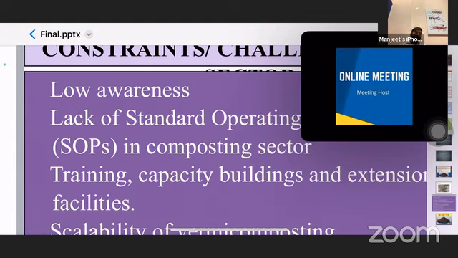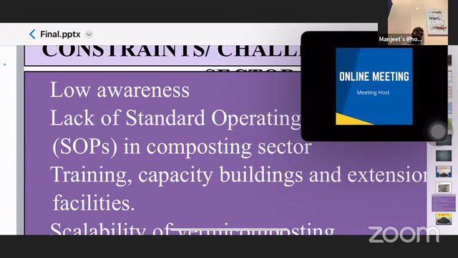There is a shortage of training, capacity building, or extension facilities, so that capacity enhancement of farmers as well as rural youth can be done by providing training in specified areas, like vermicomposting. Scalability of vermicomposting is also another challenge.